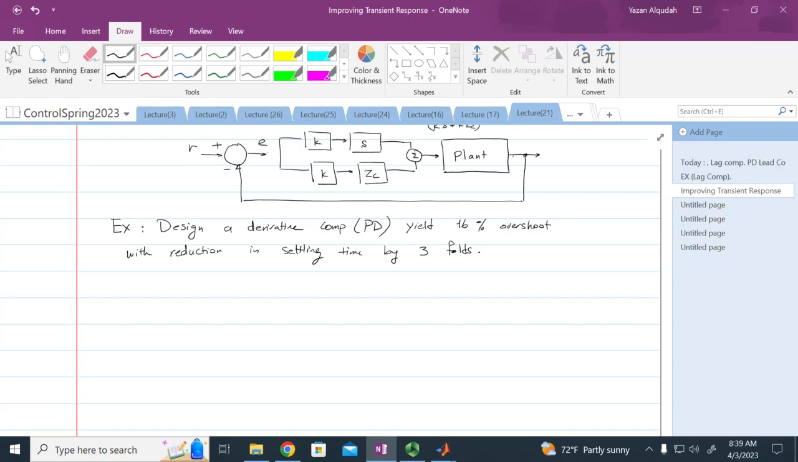Oh, I didn't give you the system. Plot the axis. First, write the system. Okay, so how do we solve this problem? We're going to design a derivative compensator that yields 16% overshoot with reduction in settling time by a factor of 3.